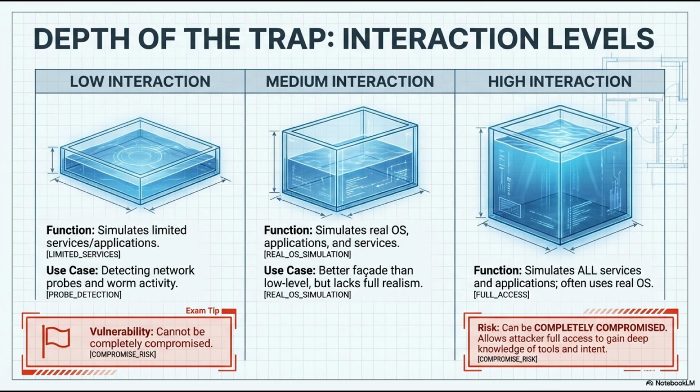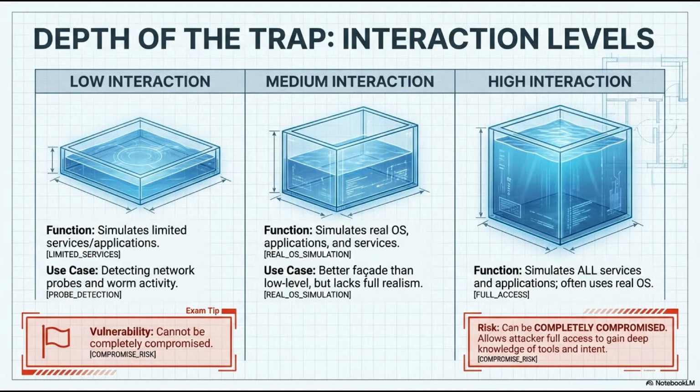Okay. Because it only emulates services and there's no real operating system underneath to hack. A low-interaction honeypot cannot be completely compromised. Because there's no there. You can't hack the root of a cardboard cutout. Precisely. You can't get root access to a script that just says hello. An attacker can't use it to launch other attacks because there's no engine under the hood.